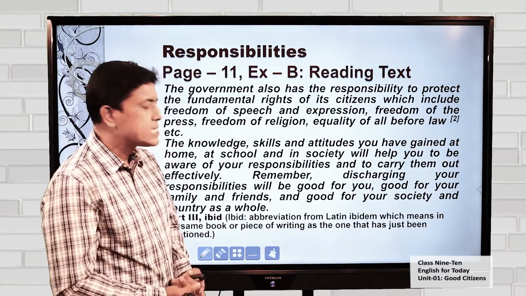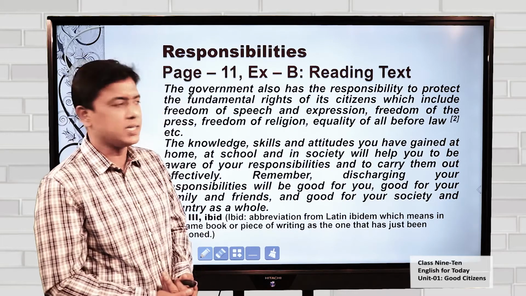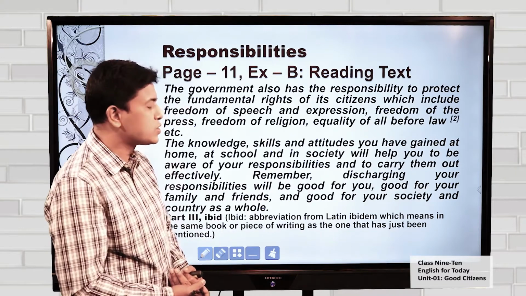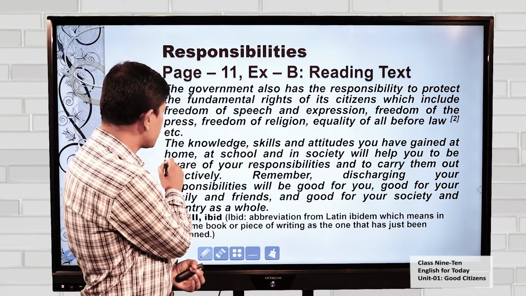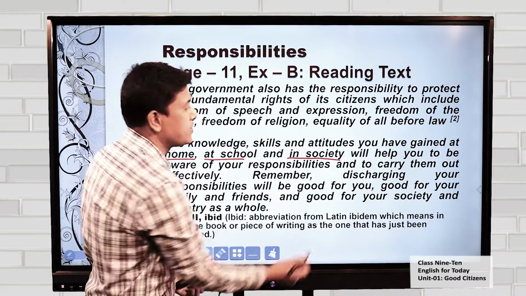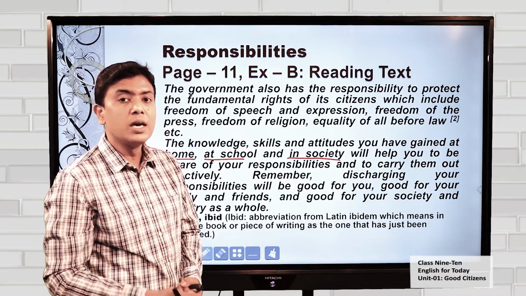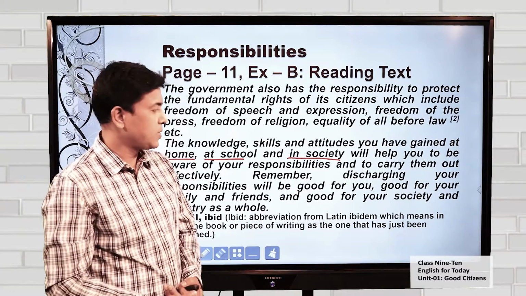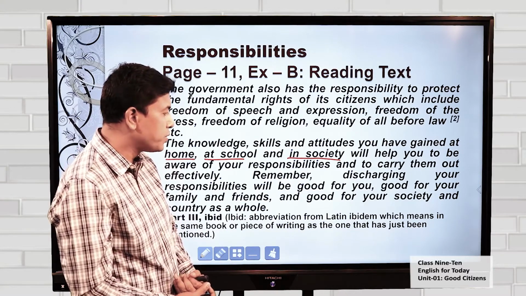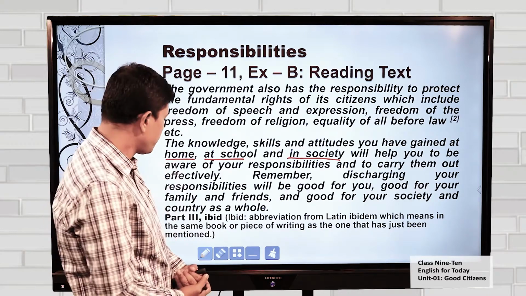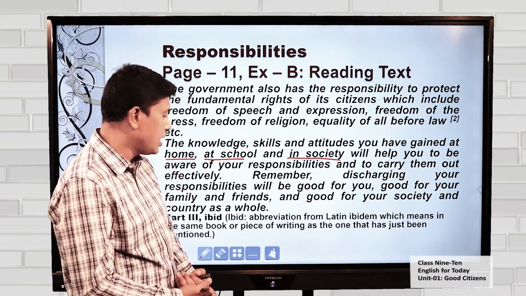Now, the knowledge, skills, and attitudes you have gained at home, at school, and in society will help you to be aware of your responsibilities and carry them out effectively. So, you learned it at home, at school, and in society. You are learning about your responsibilities. And not only do you learn about your responsibilities, you should know how to act effectively. Okay? Let us read more. Remember, discharging your responsibilities will be good for you, good for your family and friends, and good for your society and country as a whole.